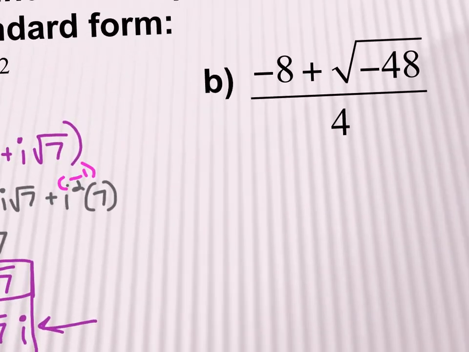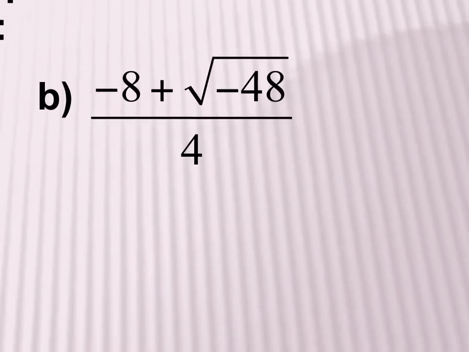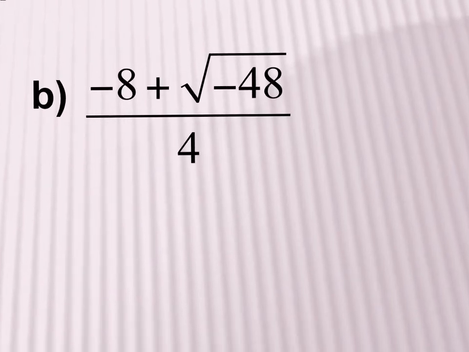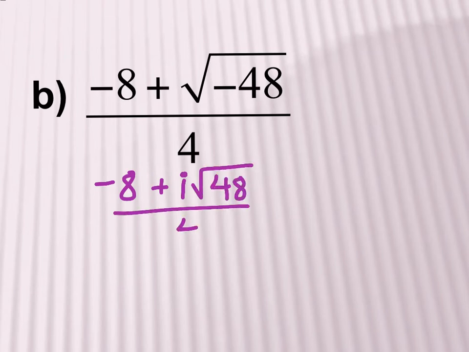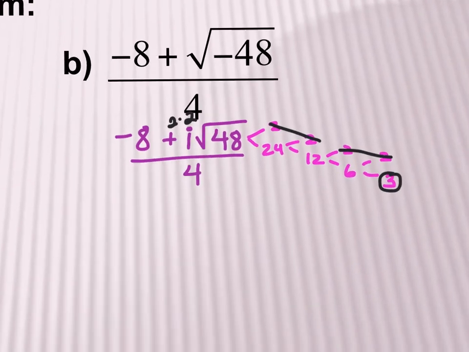Okay, now let's look at B. So B's got negative 8 plus the square root of negative 48 over 4. So again, first thing I want to do is take out the i. I can't simplify it yet, but 48 is 2 and 24, 2 and 12, 2 and 6, 2 and 3. Each pair of 2's would go to the outside. That's 1. Second pair, that's 2. And 3 is the only thing left underneath.